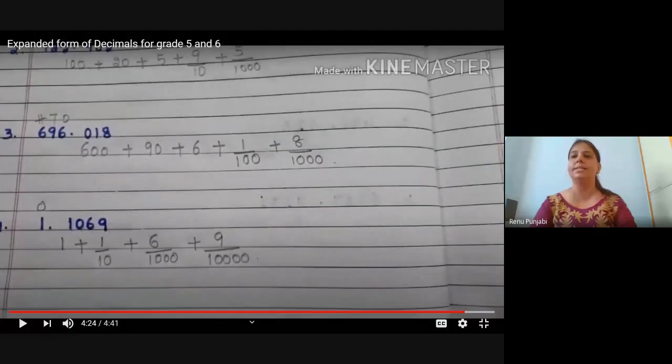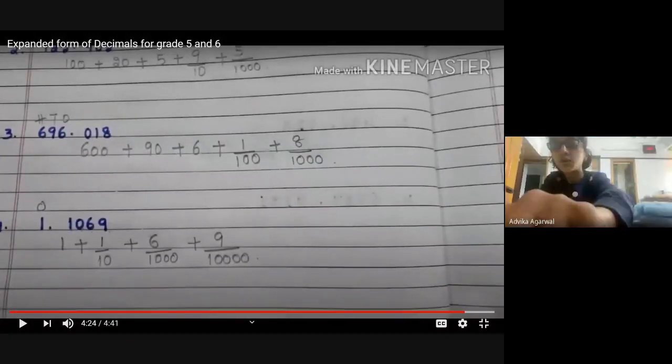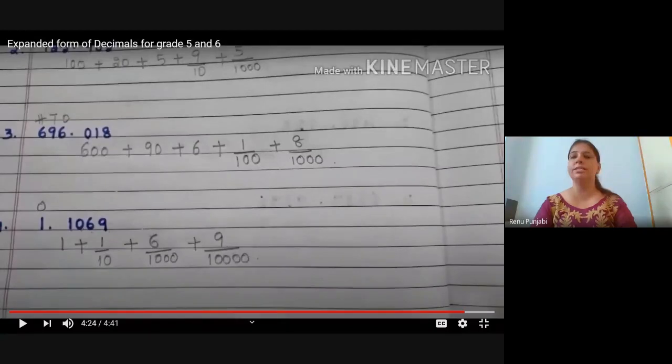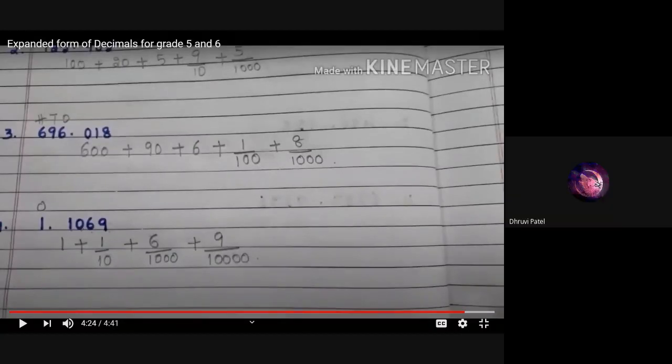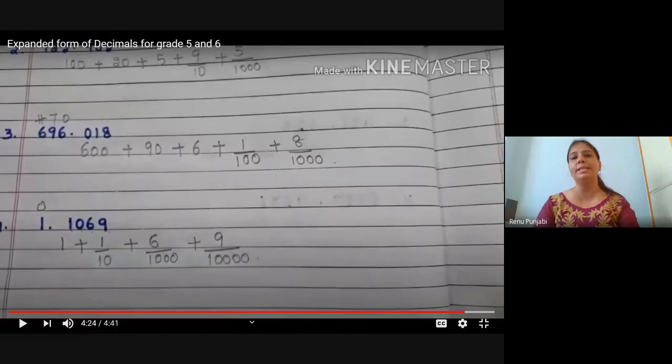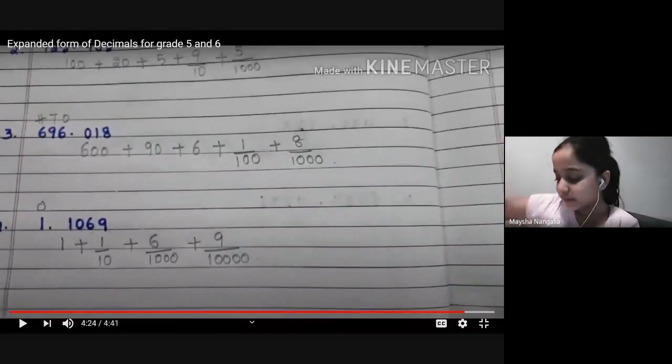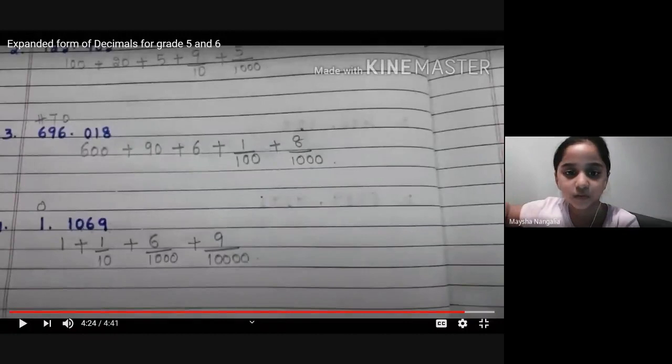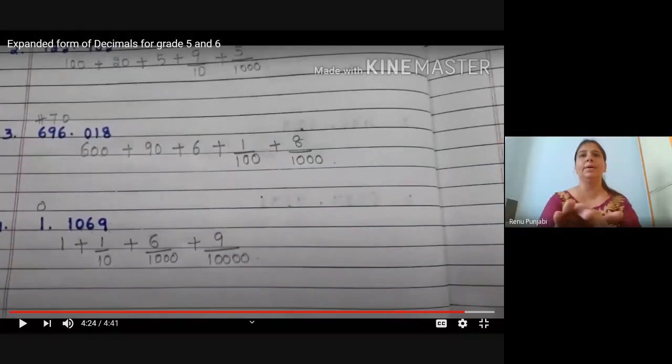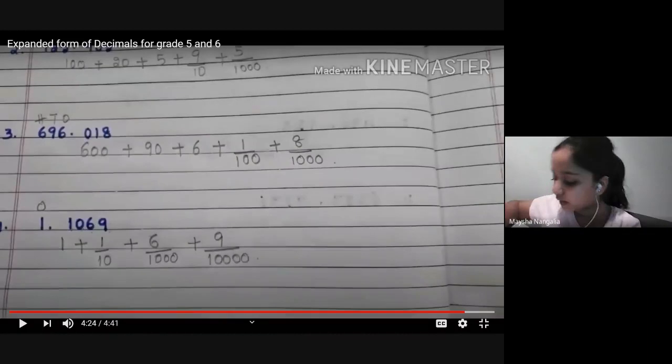Yes, Advika, what is the next? Ma'am, second question. Yes, Dhruvi, what is your problem? Ma'am, if the number is 125.905, can we write 9 upon 10 plus 0 upon 100, or do we have to skip zero? Skip, it will be better. Zero has no value, so please skip the zero and write the next place value. Okay, ma'am. Yes, Maisha. I mistakenly wrote the zero place value. So, please skip the zero place value. Okay, ma'am. Okay.